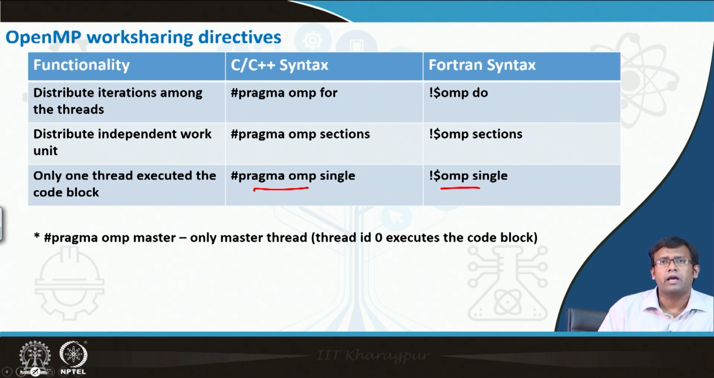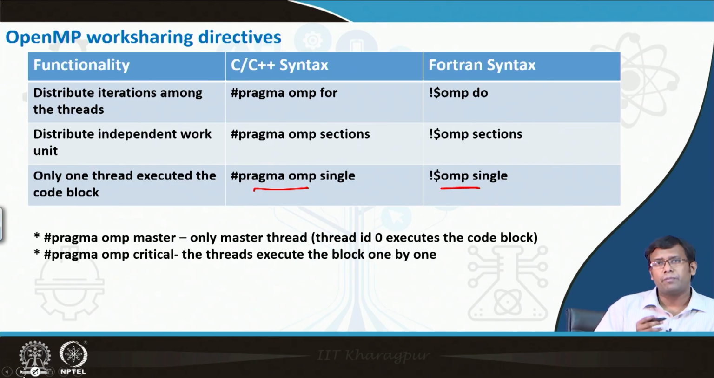There are some similar things. Pragma omp master: only the master thread, that is thread ID 0, will execute that code block. And pragma omp critical: within a parallel region, one particular part is not parallelized. That means threads execute this part one by one, usually to avoid contention, false sharing and shared data access issues, so that one thread does something, then the next thread comes and works on the same variable. These are the work sharing directives in OpenMP. We will look into work sharing in OpenMP in more detail in the next class.